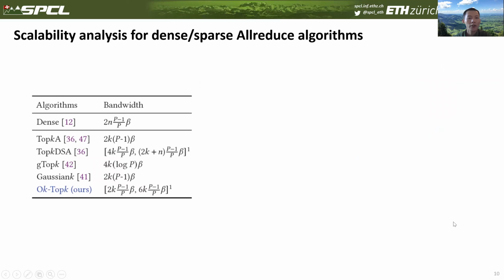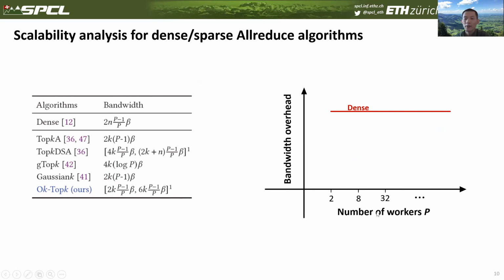Next, let's compare the parallel scalability of the previously discussed dense and sparse Allreduce algorithms. Because we focus on large model training, in which the bandwidth overhead dominates, here we only keep the bandwidth term. On the right figure, we can see as the number of workers increases, the bandwidth overhead for the dense algorithm is almost constant. This means that it has very good scalability. For top KA, as the number of workers increases, the bandwidth overhead increases linearly. At some point, top KA will surpass the overhead of dense Allreduce.